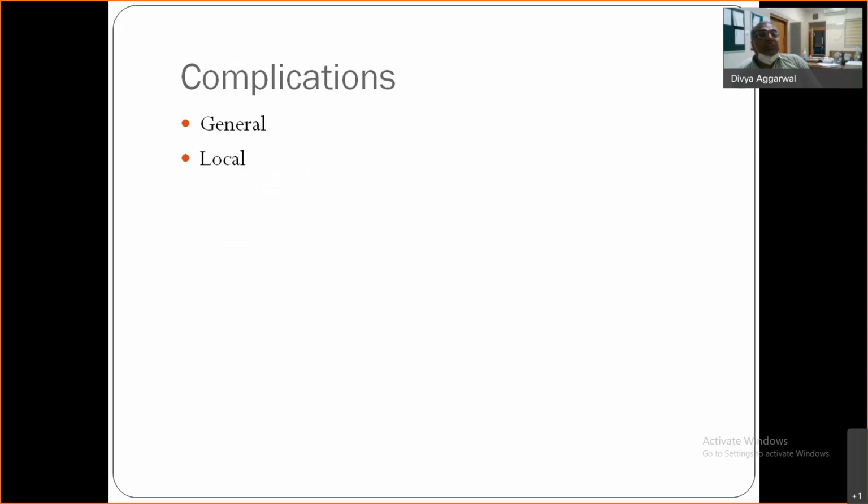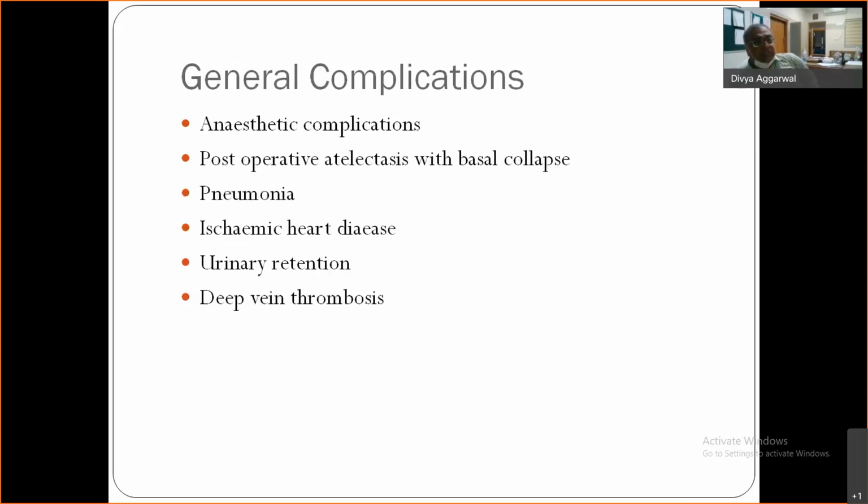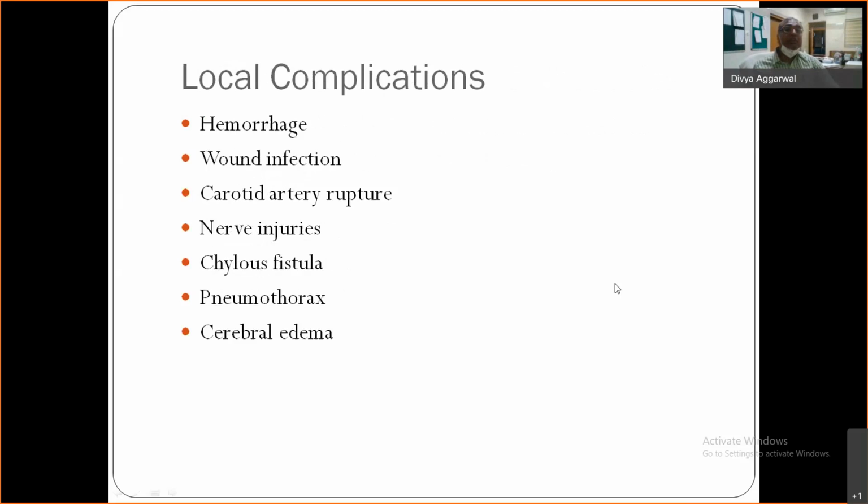Then complications of a neck dissection: general, local, and anesthetic complications, postoperative atelectasis with basal collapse, pneumonia, ischemic heart disease, urinary retention, and DVT. Local complications would include hemorrhage, wound infection, carotid artery rupture, nerve injuries, chyle leak, pneumothorax, and cerebral edema. Now, these are all very extensive topics. You should read them from a standard textbook.